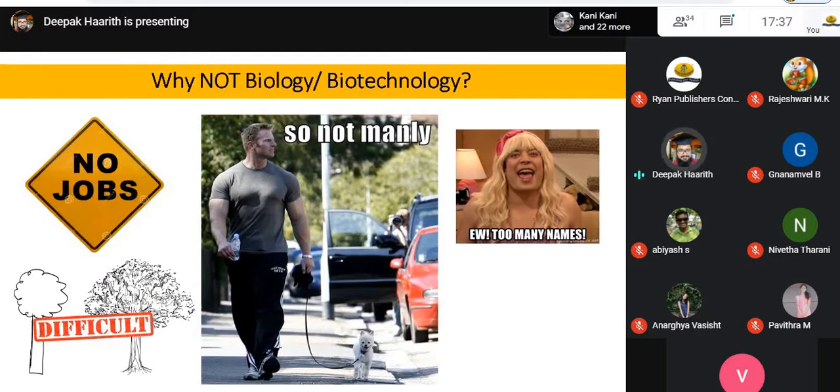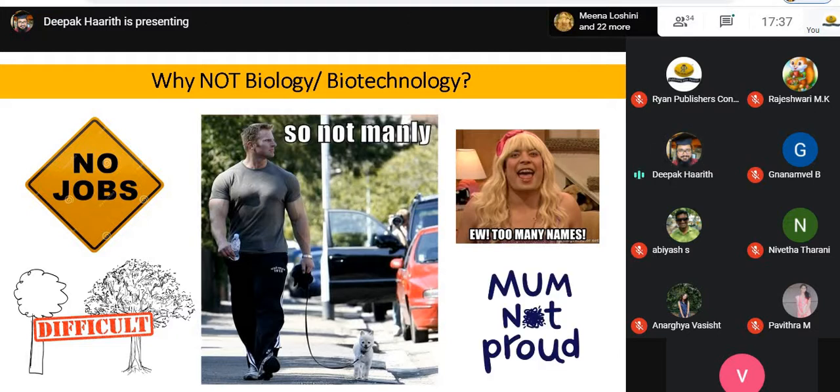And a lot of people told me that biology is for girls and it's not so manly. And a lot of girls do biology. Why would boys do biology? And finally, your parents are not proud of what you're doing, because if you're a biologist, you might not get a job. And if you don't have a job, you don't have money and you don't have social status and whatnot. And the list goes on and on and on.